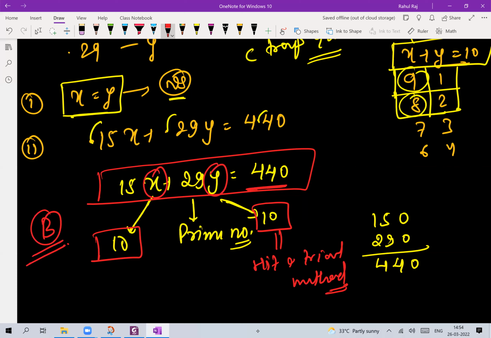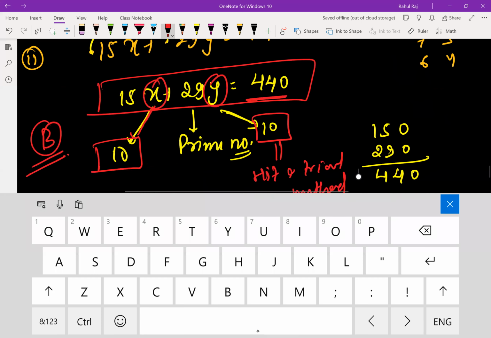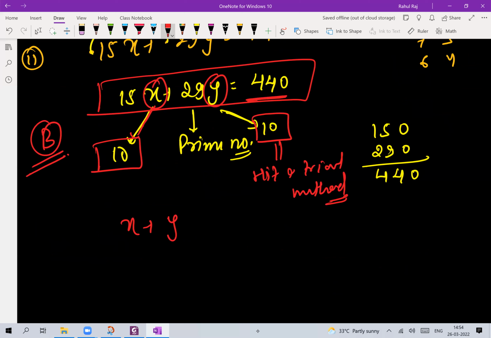But to say that C is the answer, you will have to show me that B is not sufficient because of this particular reason. And what type of question is this? When you say that statement B is not sufficient, you will have to give me two different values of x. Imagine I asked you x plus y is equal to 10, and this is statement number 1.